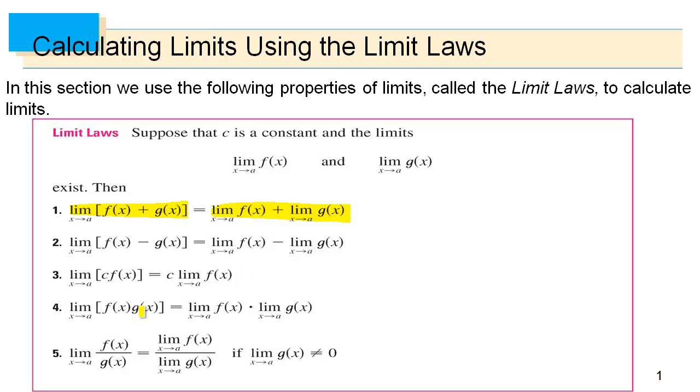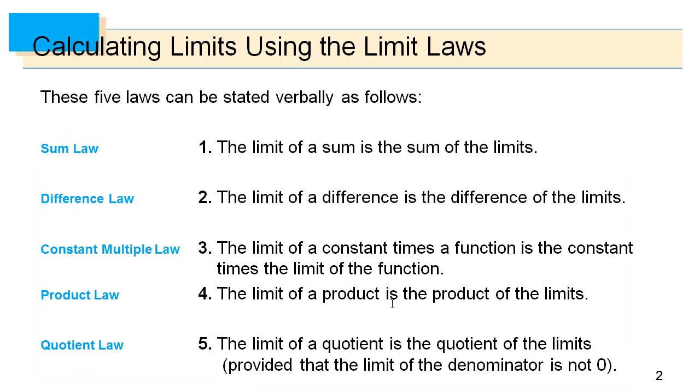Same thing with a product, right? The limit of a product is the product of the limits, and the limit of a quotient is the quotient of limits. Of course, the bottom can't equal 0. So they're all very intuitive. They work the way we would hope them to work, so it makes it very easy to memorize them and work with them. These are the limit laws just restated in English.